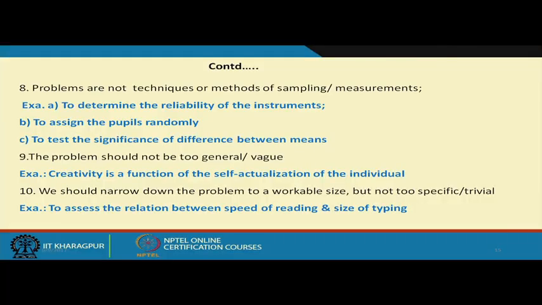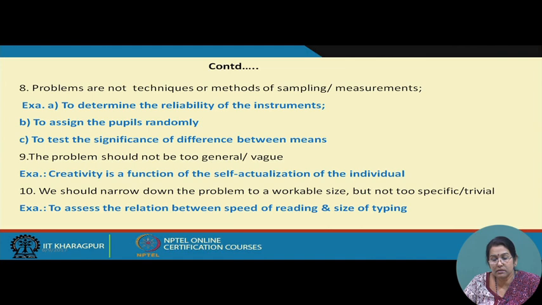So, problems are not the techniques and methods of sampling and measurement. Again, while selecting the problem, we should not take this method or that method, whether snowball sampling or random sampling, or this sampling or that sampling method is good. This cannot be a research problem. There are different sampling techniques.